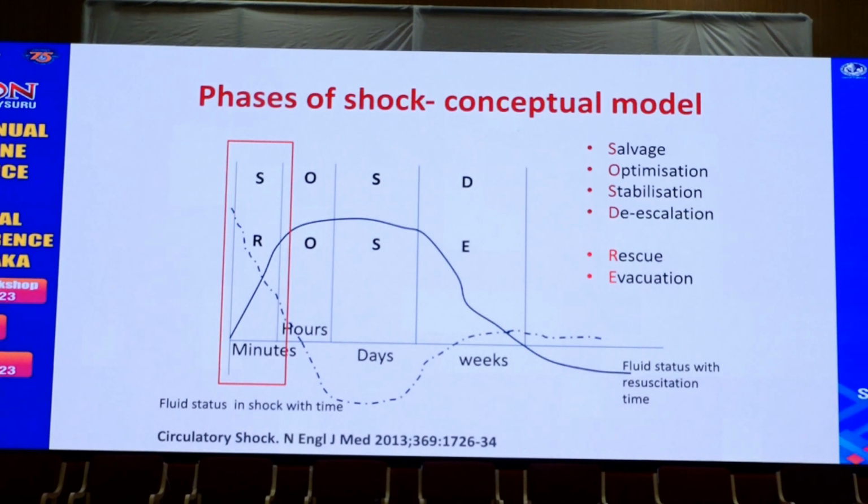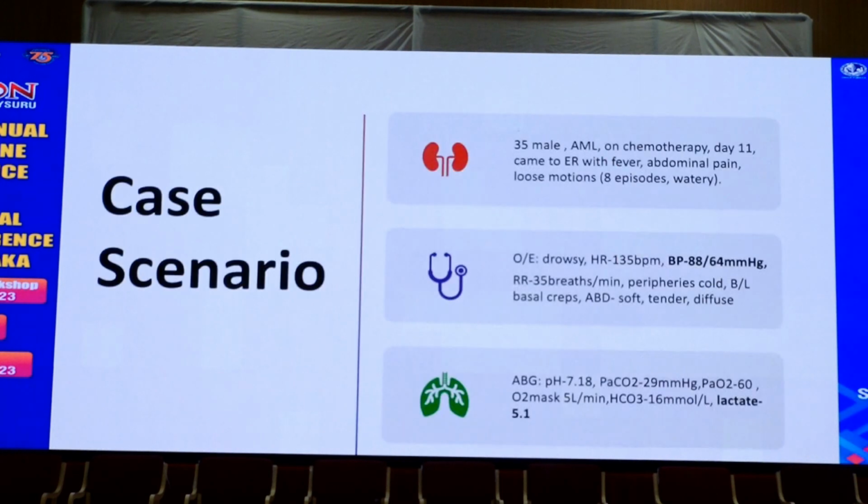So depending upon these phases, we will know how to titrate fluids, when to give, at what dosages, and which fluid to choose. To give a quick example, a patient with AML who has had chemotherapy comes with loose motions. Commonly they have enterocolitis, or maybe just because of chemotherapy-induced mucosal damage, they may have diarrhea.